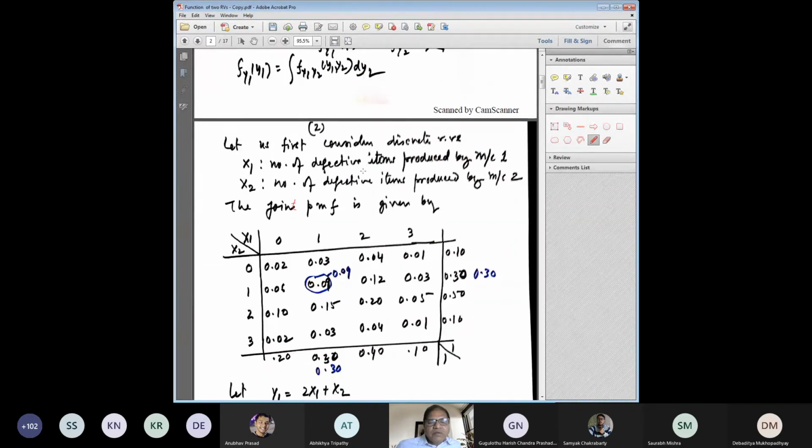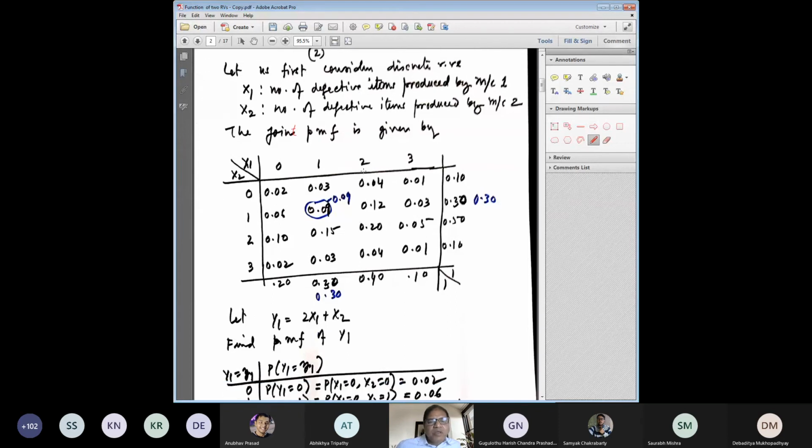So let us first consider a simple case. Usually the problems become simpler in the case of joint probability mass function. So here, consider the two discrete random variables. X1 is the number of defective items produced by machine 1. X2 is the number of defective items produced by machine 2, and their joint probability mass function is given.